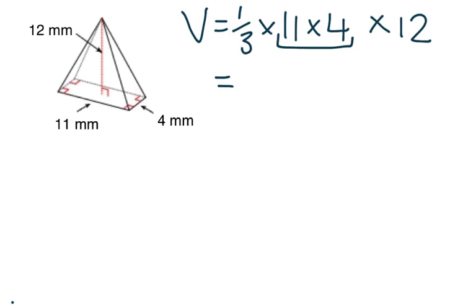Now, if you're not sure how to put 1/3 in your calculator as a fraction, on scientific calculators you press 1 and then the ABC button and then the 3, or for some of them there might be a fraction button available. Alternatively, you can do 11 times 4 times 12 and then divide the answer by 3. It gives you the same result. One just uses a fraction, whereas the other one does the division at the end. And this one here gives an answer of 176 millimetres cubed.